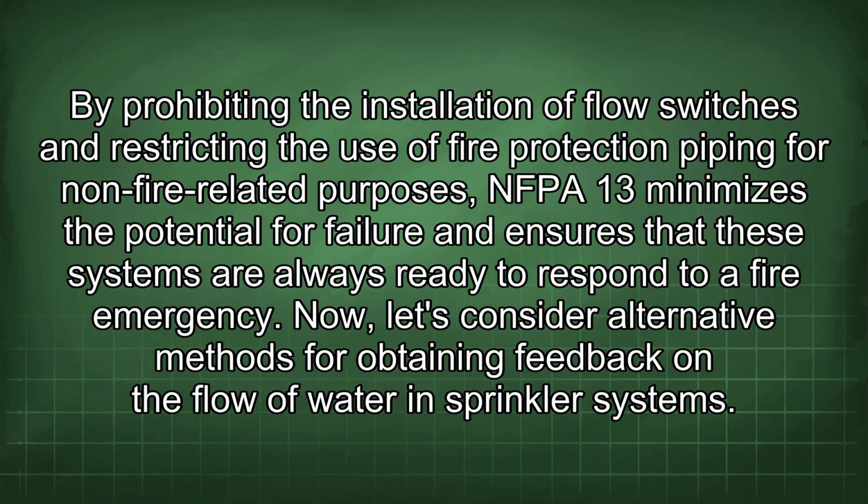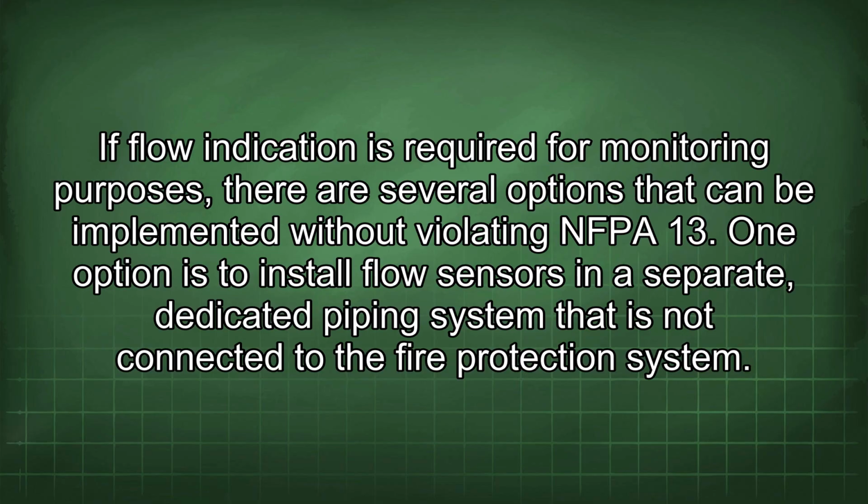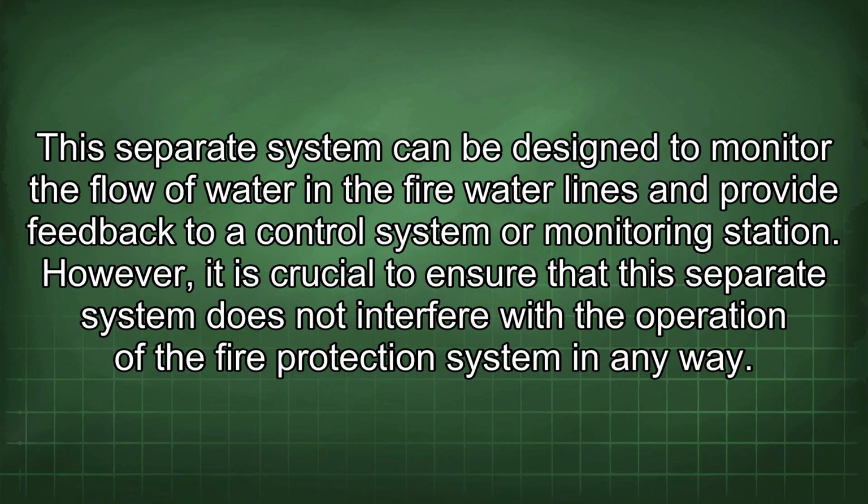Now, let's consider alternative methods for obtaining feedback on the flow of water in sprinkler systems. If flow indication is required for monitoring purposes, there are several options that can be implemented without violating NFPA 13. One option is to install flow sensors in a separate, dedicated piping system that is not connected to the fire protection system. This separate system can be designed to monitor the flow of water in the fire water lines and provide feedback to a control system or monitoring station. However, it is crucial to ensure that this separate system does not interfere with the operation of the fire protection system in any way.